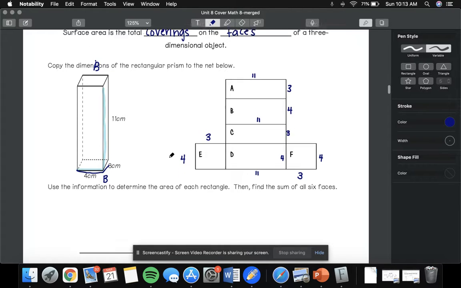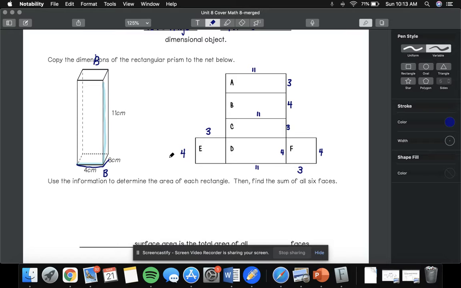Okay, now what we can do is use our information to find the area of every single rectangle. So we're just going to start at the top. We have a 3 by 11 rectangle. So 3 times 11 is 33 square centimeters. Okay, then we have a bigger one. We have the front one, which is a 4 by 11, which is 44 square centimeters. Okay, and then we have the left-hand side, which would also be a 3 by 11, which would be another 33 square centimeters. And then we would have the back side, which would be another 4 by 11.